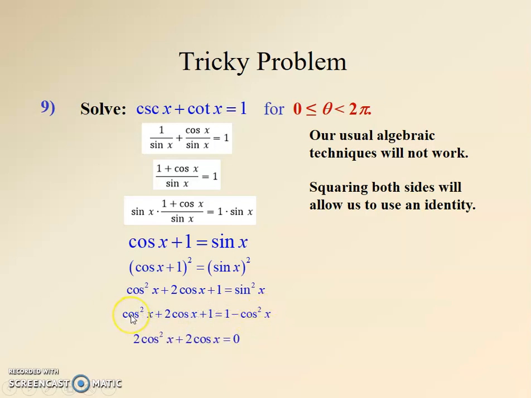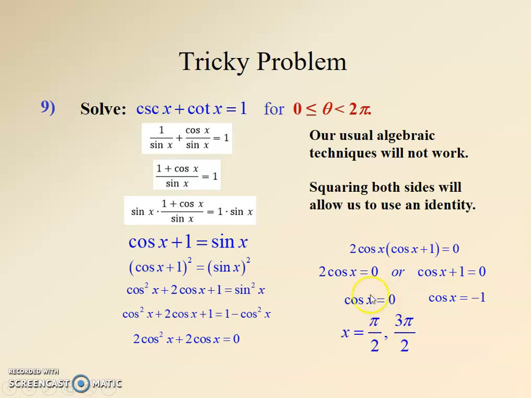We'll put everything on the same side together. And then once I do that, I have a GCF of 2 times cosine that I'm going to go ahead and factor out. That becomes 2 cosine x times cosine x plus 1. And I'll solve each of these individually. I'll get cosine of x equals 0 and cosine of x equals negative 1. When I solve the first one, I'll get pi over 2 and 3 pi over 2. And when I solve the second one, I'll get pi.